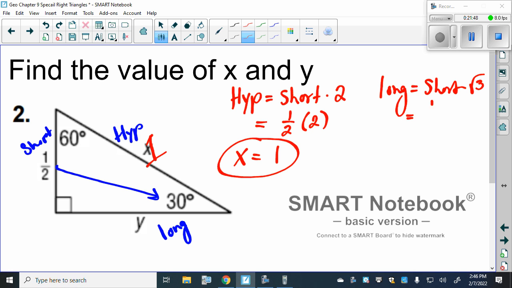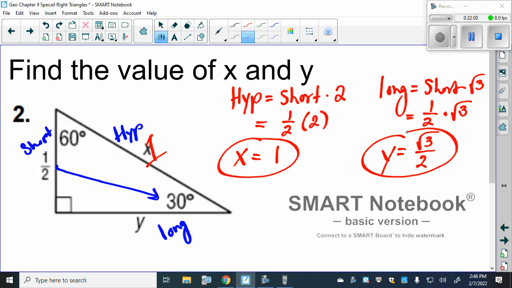Now the short side length again is 1/2, so we're going to take 1/2 times the square root of 3, which would be square root of 3 over 2, which is our y value. Because to go from the short to the hypotenuse, we multiply by 2. And to go from the short side to the side opposite 60, the long leg, we multiply by the square root of 3.